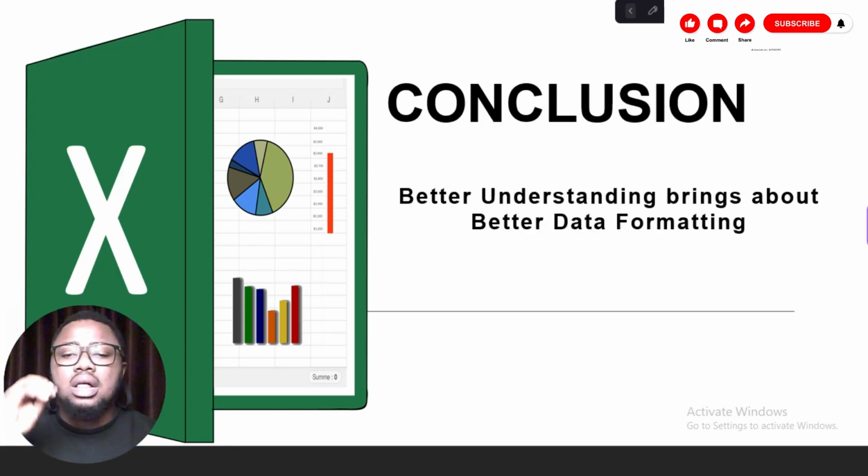Lastly, better understanding brings about better data formatting. If you understand your data very well, if you understand what the data is talking about, if you understand what the stakeholders have said you should do, if you understand formatting so well, you can always format your data and get it to the best part. I hope this makes sense to you. So I believe after this video you can now format your data very well and have the best at it. The next video we're going to be talking about how to format data.